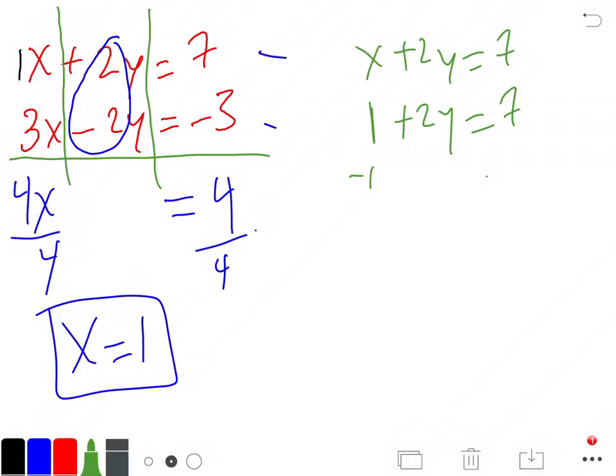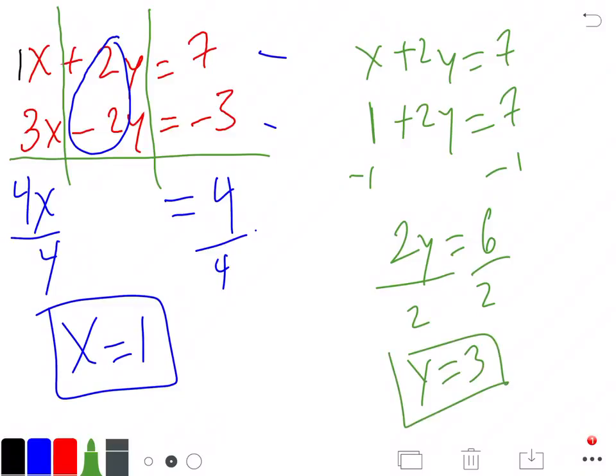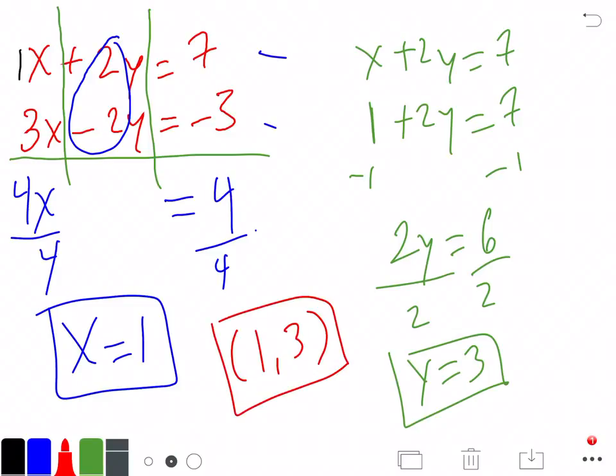Now it's just a two-step equation. Subtract 1 from each side. You have 2y equals 6. Divide by 2, y is going to be equal to 3. And there you have it. There is your answer, (1, 3). Again, this is different than substitution, but you're still doing the same thing. You're still looking for an intersection point of where these two things would meet.